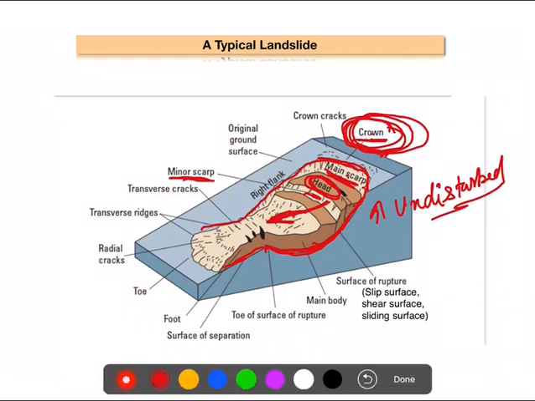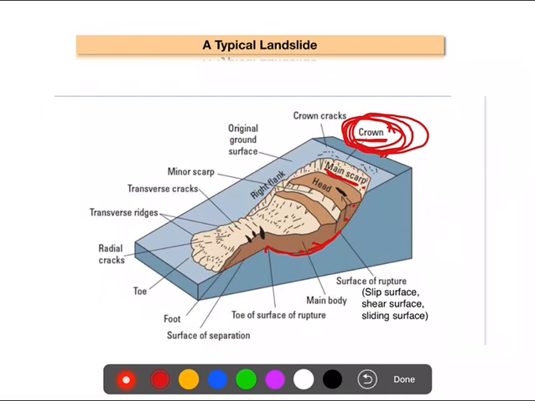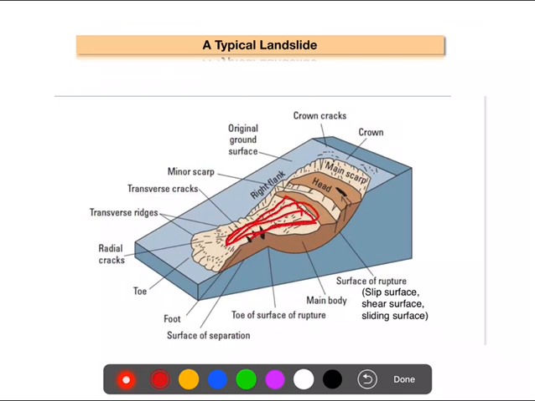So next is your minor scarp. So what's a minor scarp? A steep surface on the displaced material of the landslide produced by differential movements within the displaced material. So this is the displaced soil, the displaced mass. Within this displaced mass there can be some differential movements, some movements occurring within the displaced material.